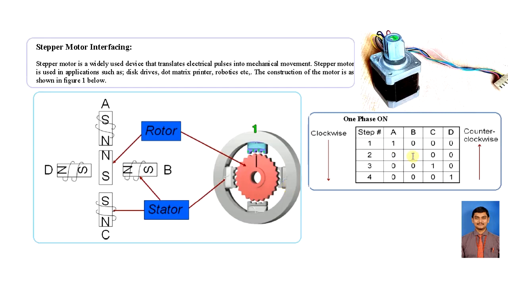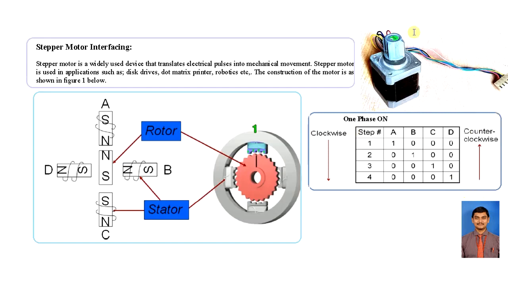In this way, by passing 1 to B, B gets energized, keeping the other windings A, C, D in a 0 state. That means they are in a de-energized state. Immediately the rotor will be attracted in this direction. So this sets a clockwise movement. By passing the data, that means logic 1, shifting the place A, B, C, D, likewise it makes a clockwise direction. If I pass from D to A, that is called a counterclockwise direction.